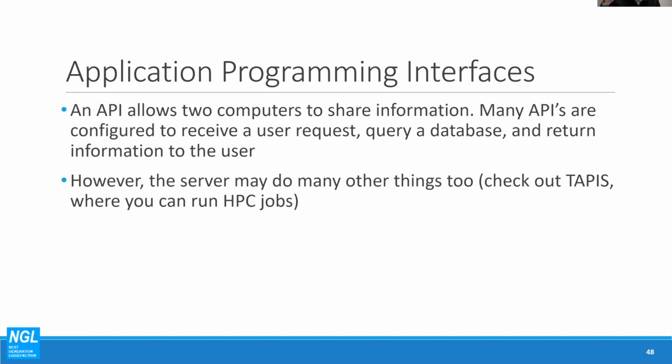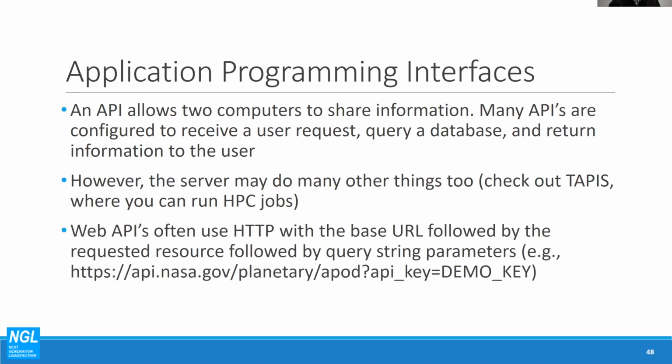So APIs can also do a lot of other things, like you can use the Tapis API in DesignSafe to run high-performance computing jobs. You can make like a Python script that will dial up a high-performance run on OpenSees or something like that, right? Just using the API. Otherwise, you'd have to do that on the command line or make a Slurm file or something. So there's just a lot of different ways of doing it.